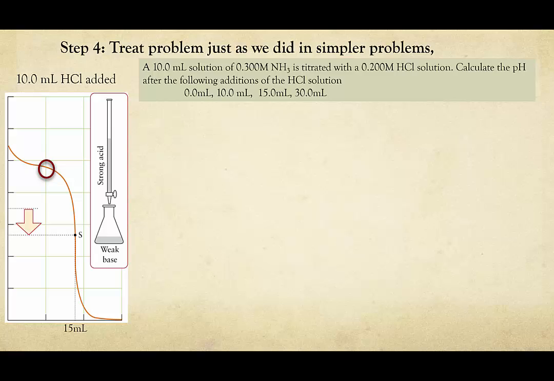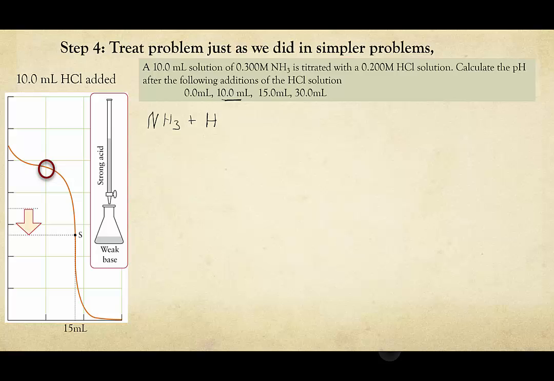Now's where things get a little bit more interesting. Now let's look at 10 mils. Maybe we don't know where this is. Notice when we went to do this problem, we never actually figured out where the equivalence point is. We know from an earlier standpoint it's 15 mils because we've already done that part of the problem, but we don't need that to solve the problem in this way. What we need to know is that we initially had NH3, and that NH3 had HCl added to it.